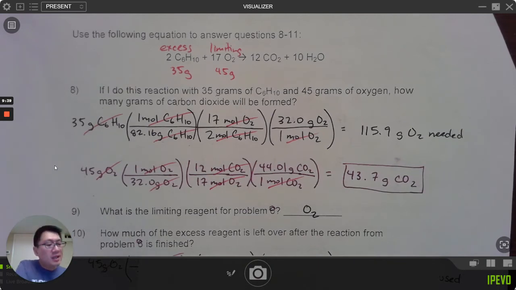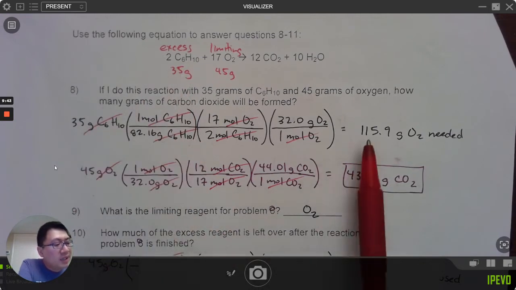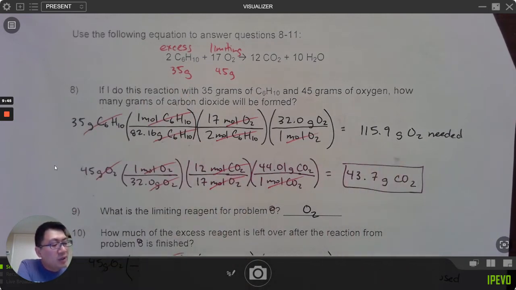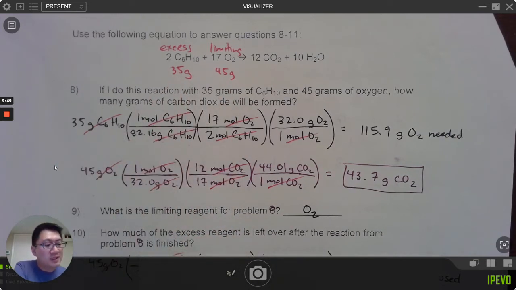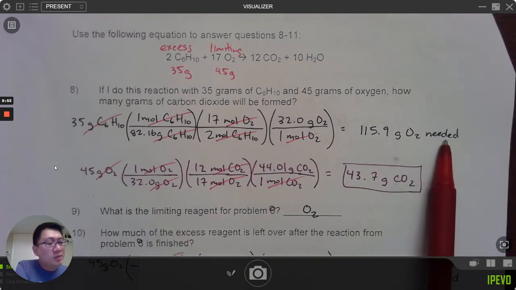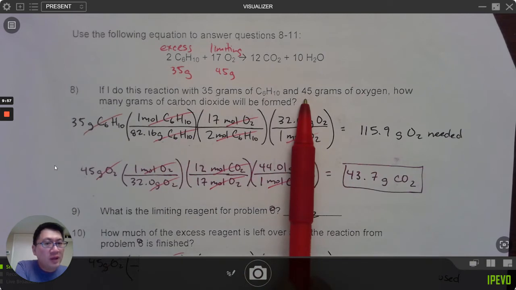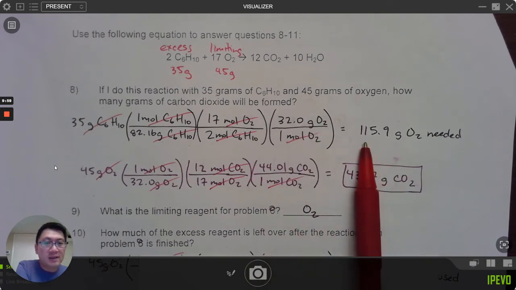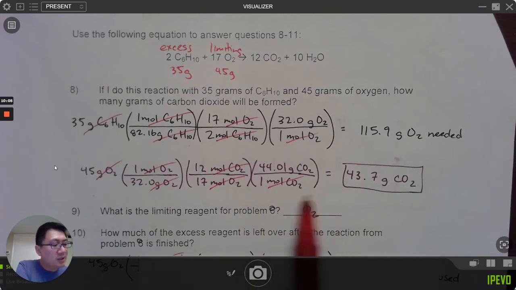What that means is if I had 35 grams of C6H10, I would need 115 grams of oxygen to react with all 35 grams of C6H10. Well, that's how much I need. How much do I really have? I have 45. You have 45, but you need 115. What that means is you don't have enough oxygen, meaning oxygen is your limiting reagent.